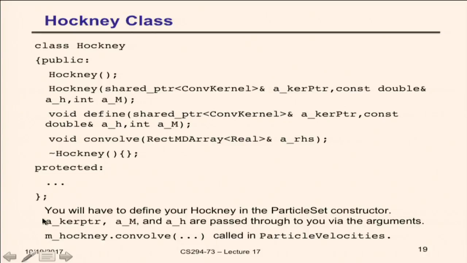So you'll have to define your Hockney in the particle set constructor, because that's where you'll keep track of it and hold it. A_kernel pointer, A_M, and A_H are all passed through to you via the arguments. And then Hockney convolve is called in particle velocities. So this is something you will get, and all you really need to know is that you need to be able to take the arguments from the constructor and define your Hockney object.